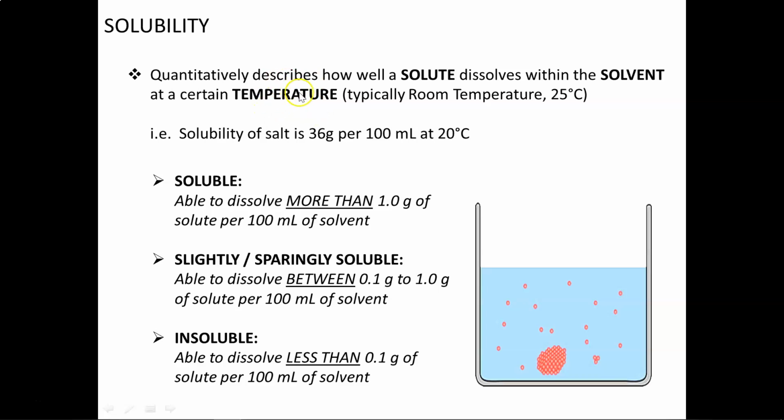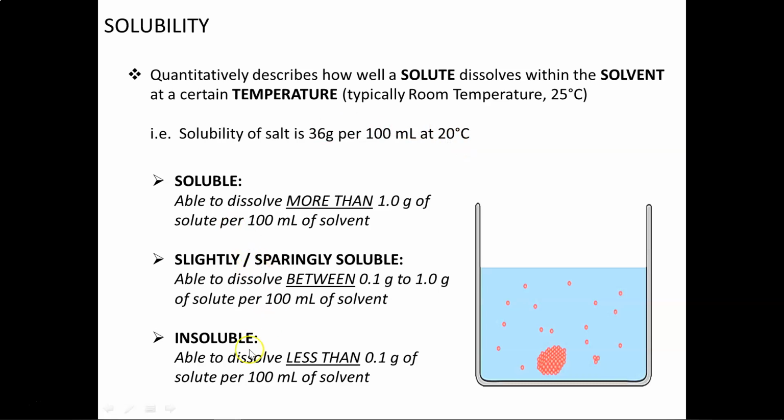Now, if the temperature is not mentioned, by convention, we typically assume that it's at room temperature, 25 degrees Celsius. So if someone asks what is the solubility of salt, I would say 36 grams per 100 mL at 20 degrees Celsius. So 36 grams of salt can dissolve into 100 milliliters of water at 20 degrees Celsius.